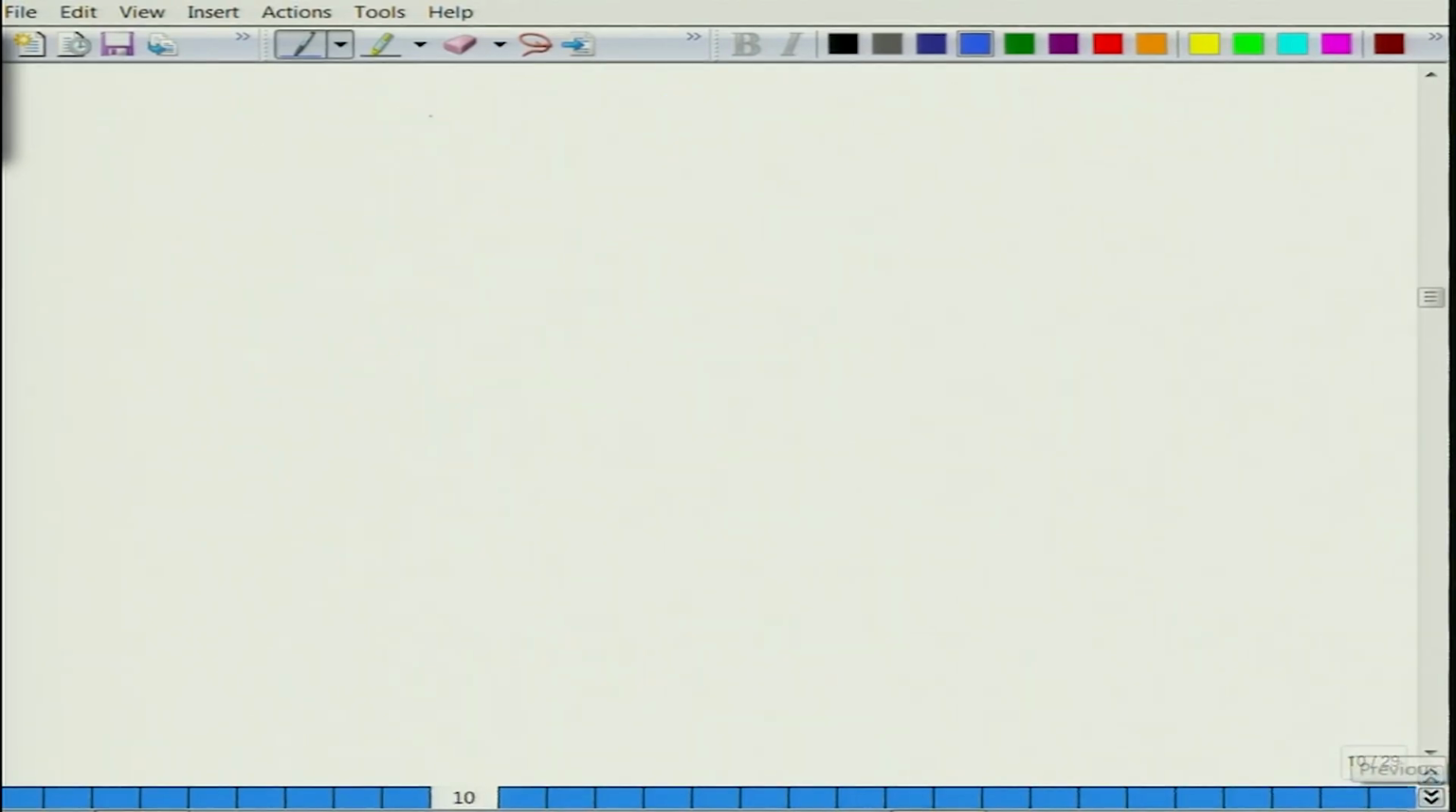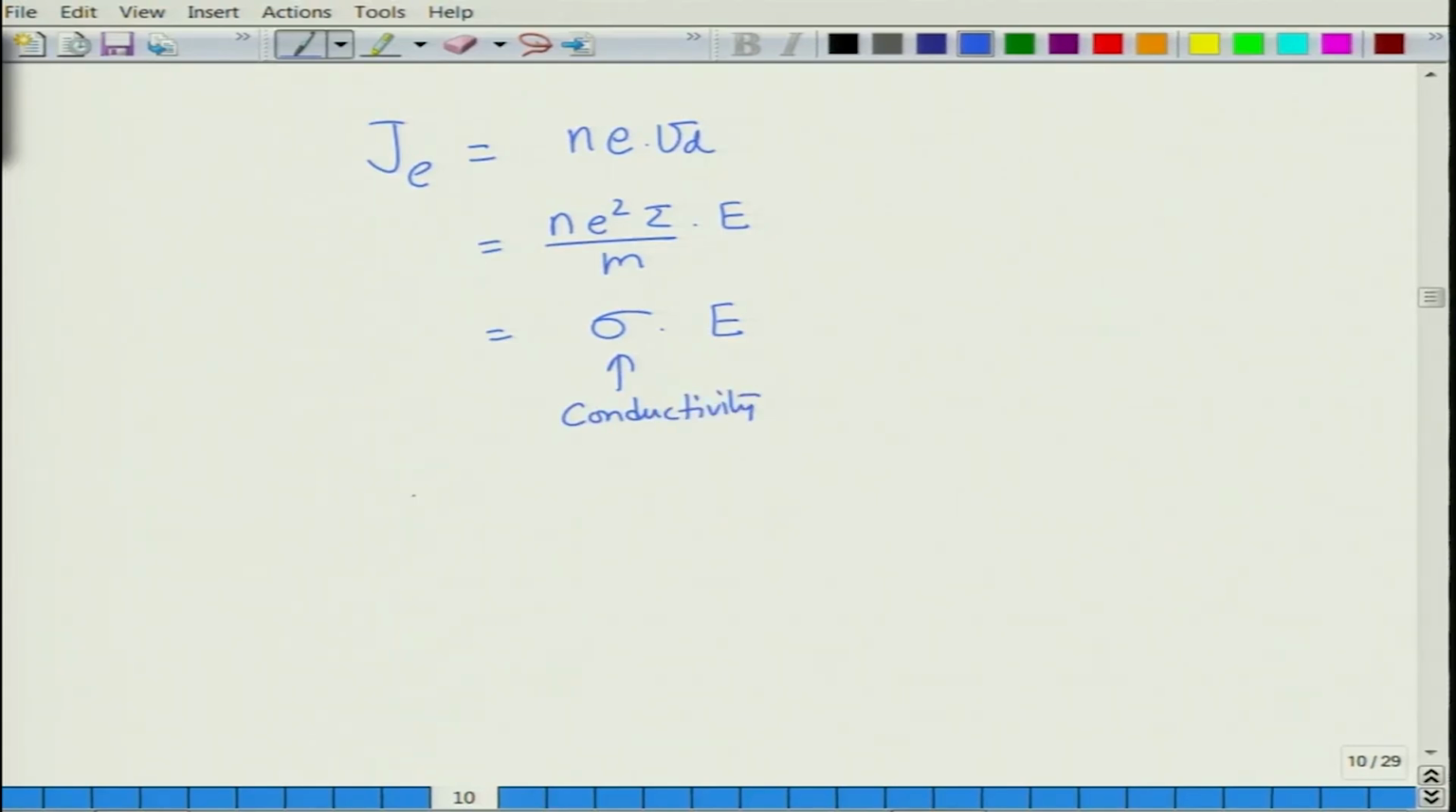So, the current density can be given as number of electrons into e into Vd, right. So, number of electrons of charge e moving at a velocity Vd. So, this is Ne square tau divided by m into E, and this Ne square tau divided by m is written as sigma, which is called conductivity, and this is basically J is equal to sigma E.